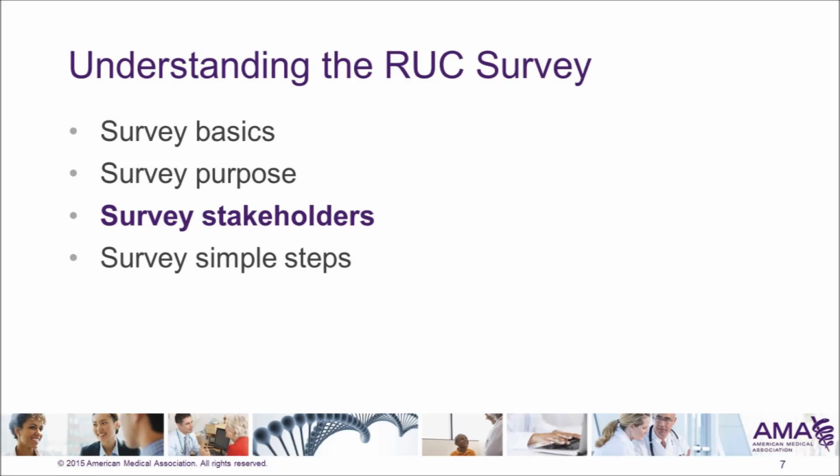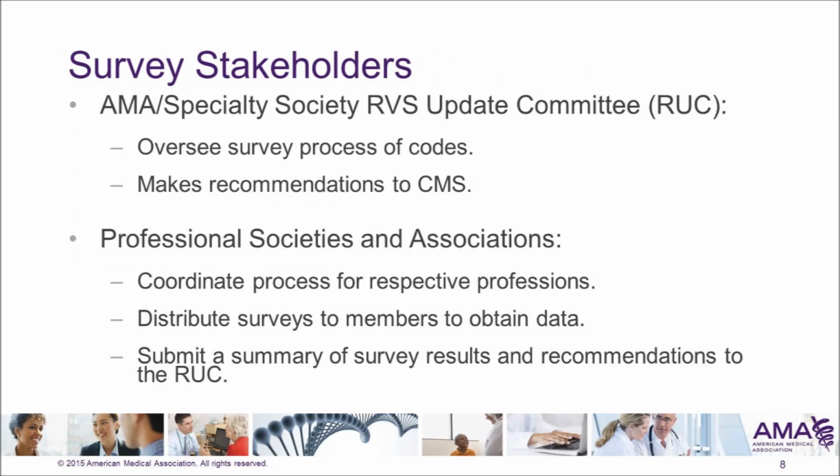We will now discuss the survey stakeholders briefly. The process itself is overseen by the AMA Specialty Society Relative Value Scale Update Committee, also known as the RUC. The RUC reviews information from societies and recommends work values to the Centers for Medicare and Medicaid Services, commonly known as CMS. Your society, often in collaboration with other medical societies, distributes the surveys to their members in order to obtain the survey data from physicians familiar with the services under review.